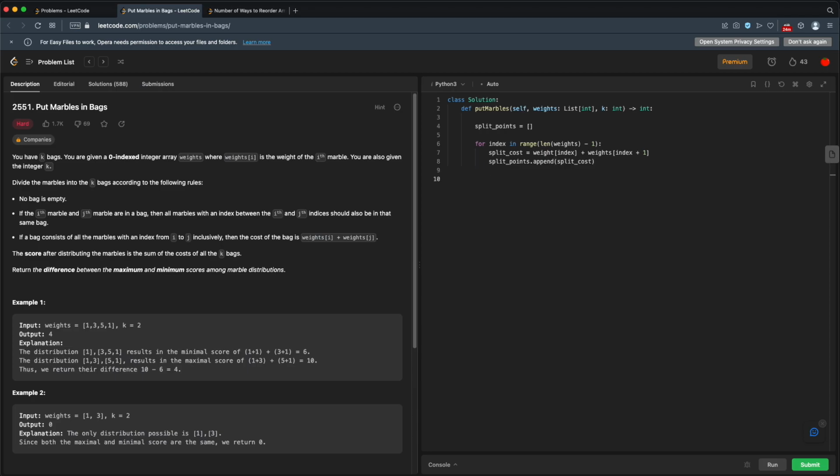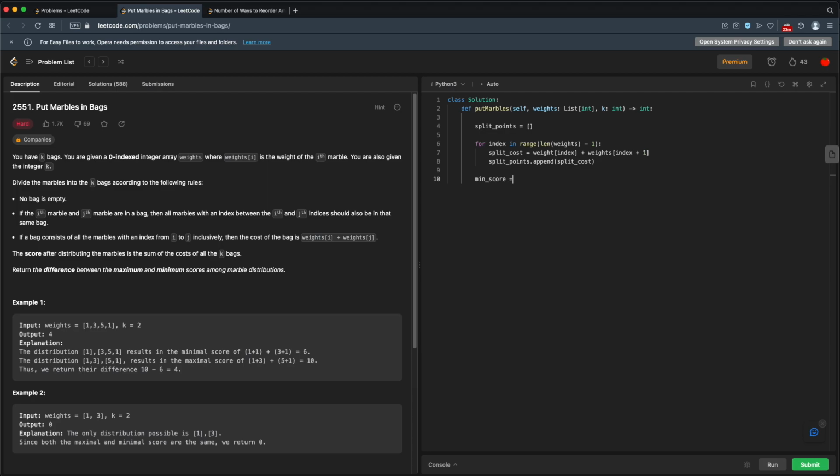Okay, so we go through, we calculate all the possible split point costs. Now we know how much it's going to cost at any given split point. So now that we've calculated all of our possible split point costs, we want to minimize our score and maximize our score, and then find the difference between those two.